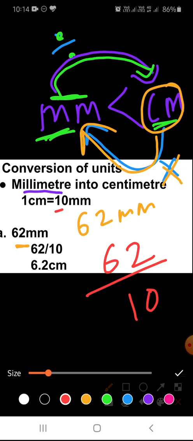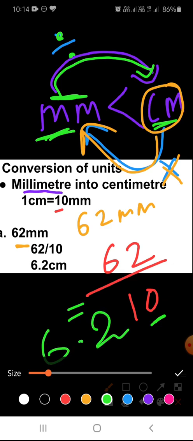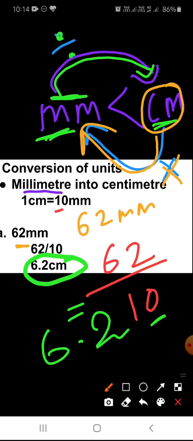We have to just check the number of zeros in the denominator, and here the number of zeros is 1, so we will put a decimal one place prior to the last digit, so it is 6.2. So our answer is 6.2 centimeter, that is 6 centimeter and 2 millimeters.